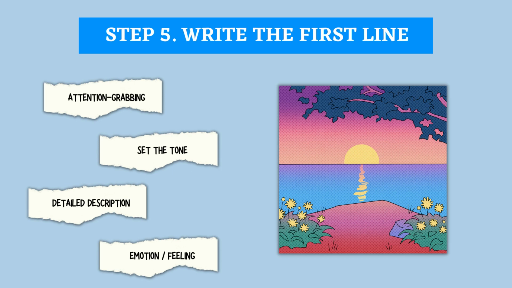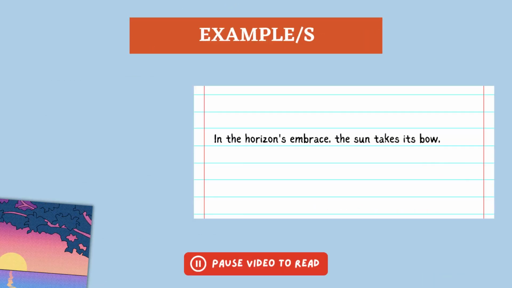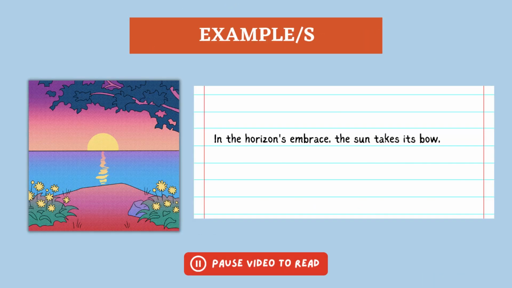Step 5. Write the first line. Start your poem with a captivating first line that grabs the reader's attention, or sets the tone. This first line could be anything from a vivid description of a setting to an emotion or feeling relating to your idea. Here is an example using our idea of the beauty of a sunset.